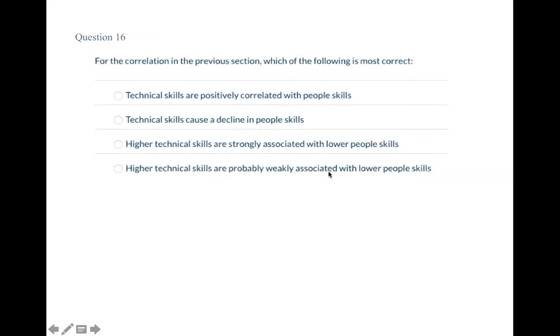Higher technical skills are probably weakly associated. Why do I say weakly? Because it is associated, but it's at minus 0.17, so it's less than 0.2. So it's weakly correlated. Great. And that's the end of those questions at the moment.